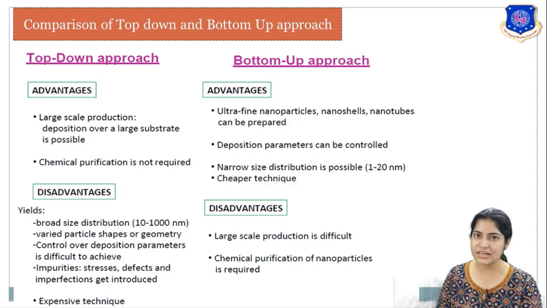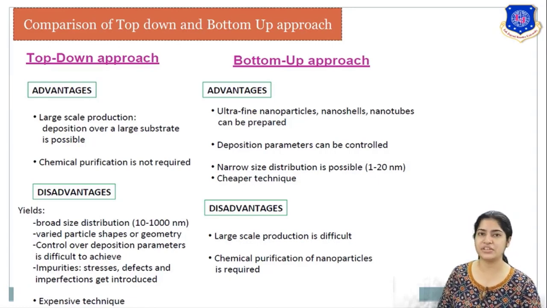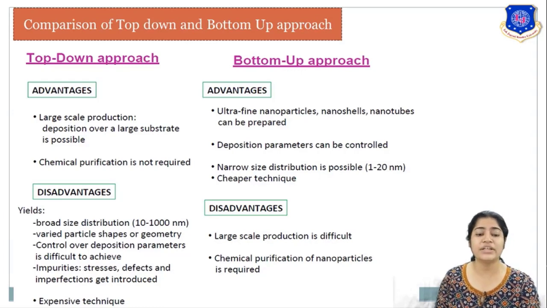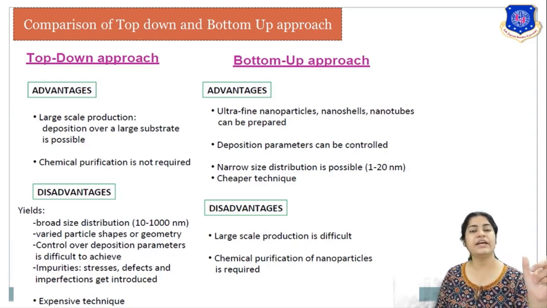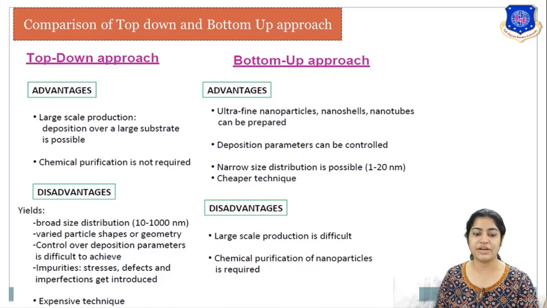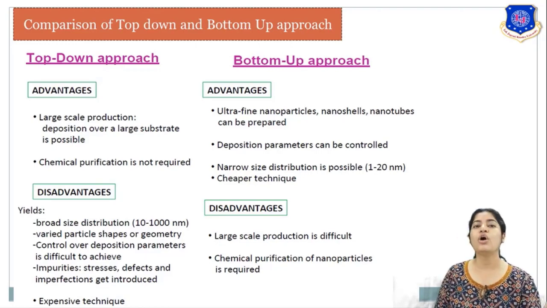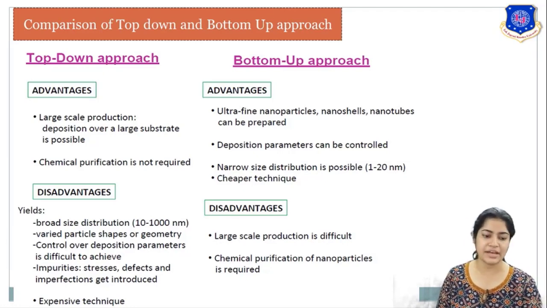As the equipment is large, you can use it for large-scale production if expense is not a criterion, right? Then chemical purification is not required. Whereas what are its disadvantages? First of all, yield. We know that we cannot obtain uniform size product, so a broad size distribution of particles is achieved, right? You can see from 10 to 1000 nanometer is the size range of your obtained nanoparticles. They are not uniform in size.